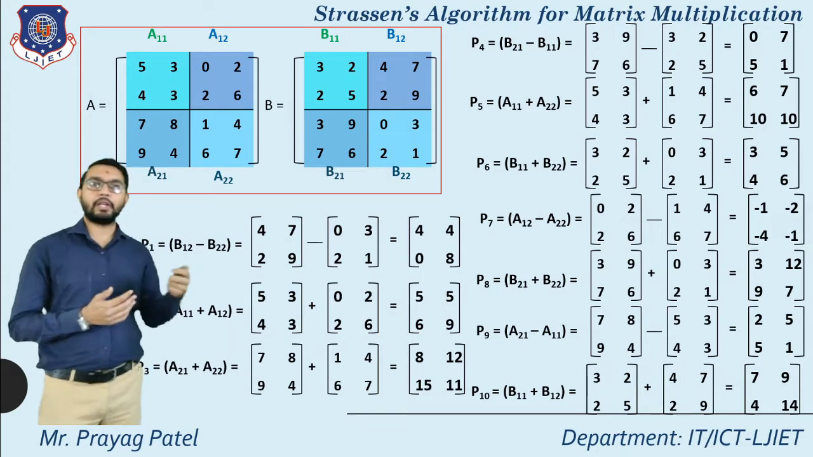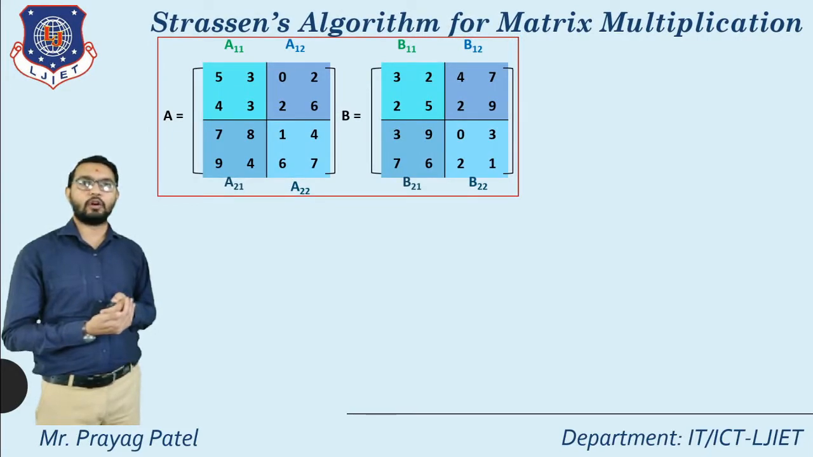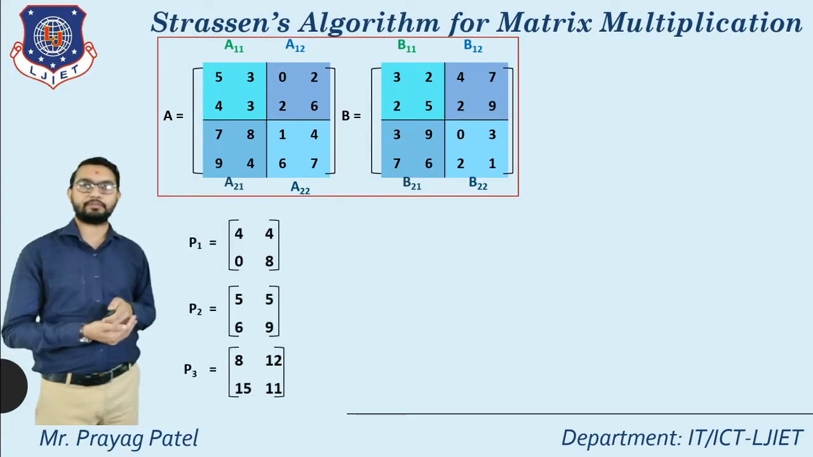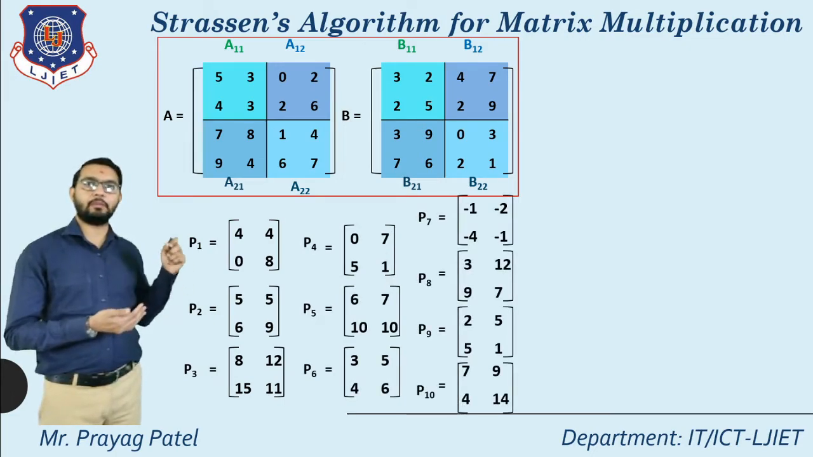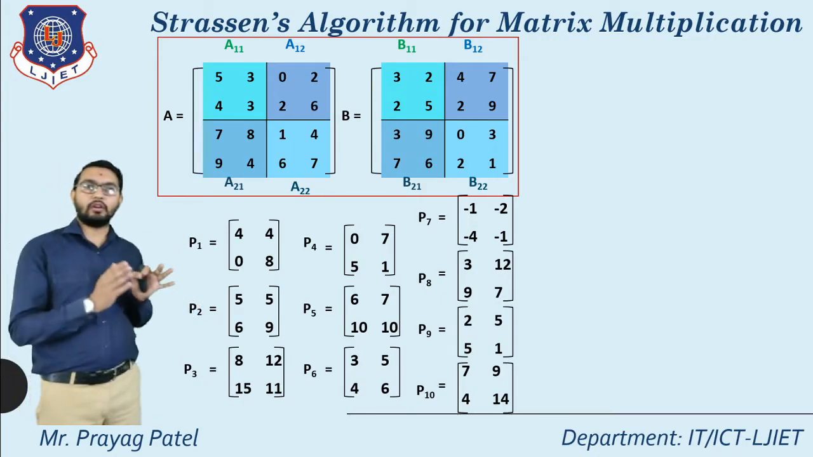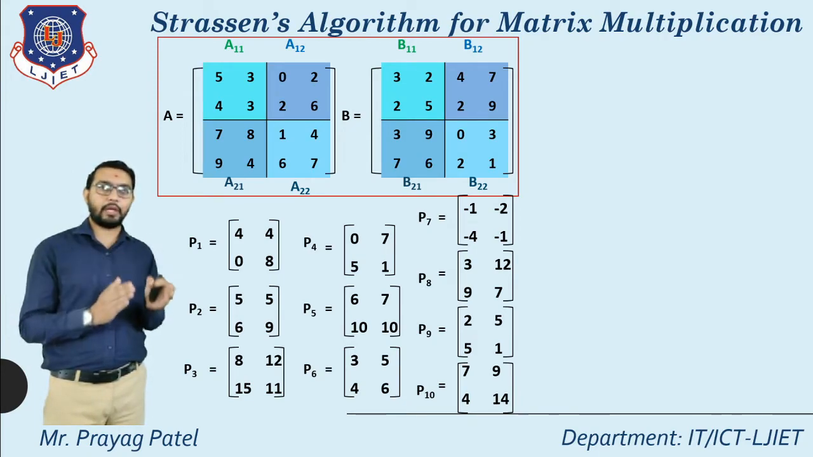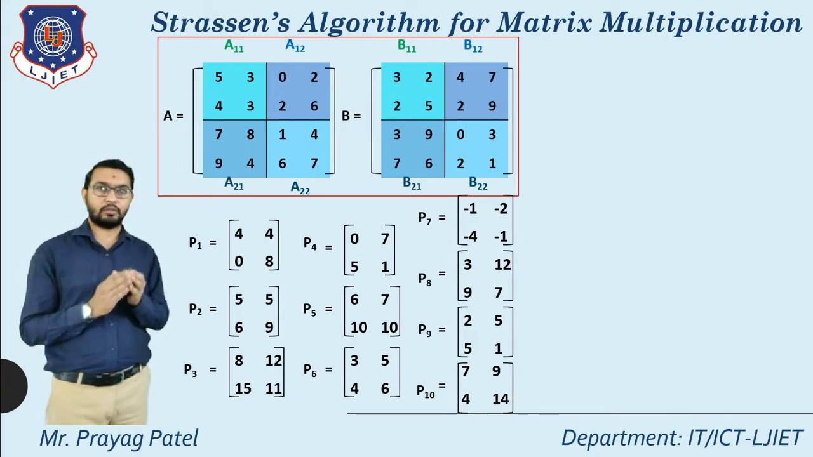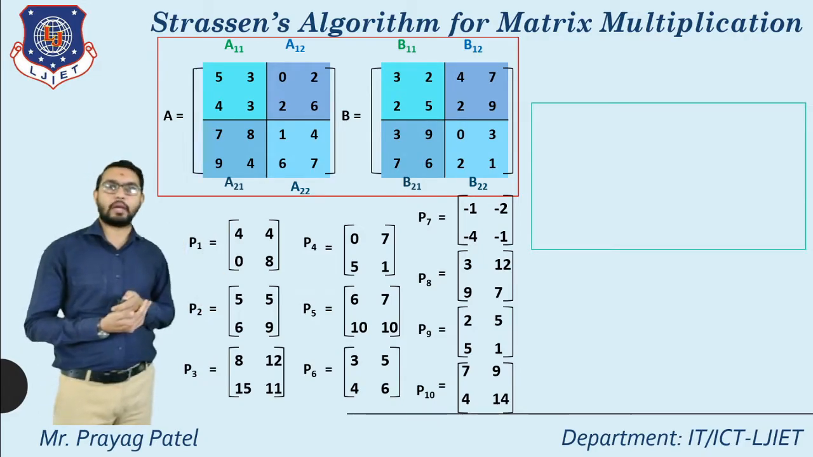After performing the P1 to P10 operations, the next step is to find the values of S1 to S7. Now we already have the values of P1, P2, P3, P4, P5, P6, P7, P8, P9 and P10. Here P1 to P10 are not considered as simple values; they are considered as 2 cross 2 matrices. So the next operation is S1, S2, S3.